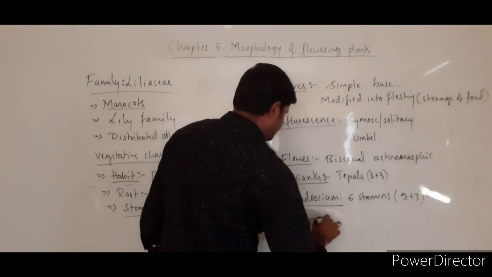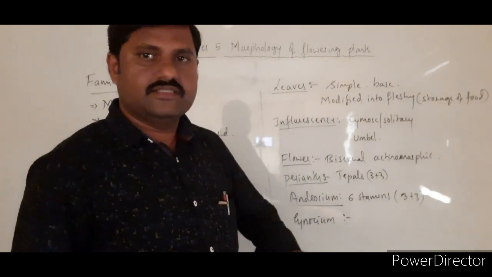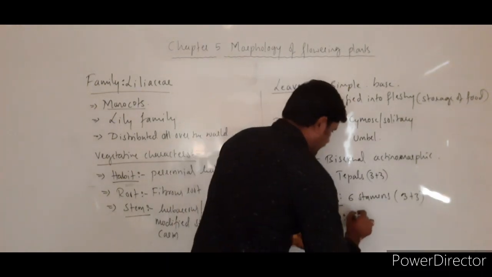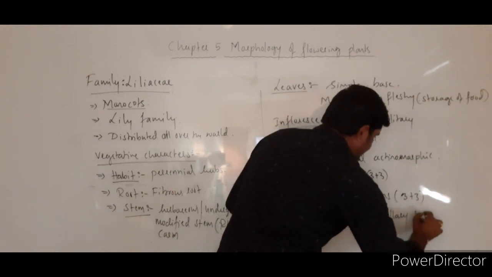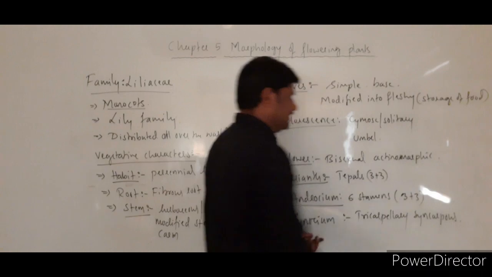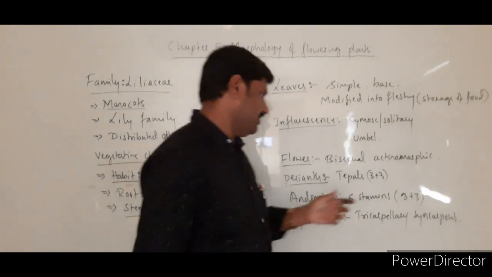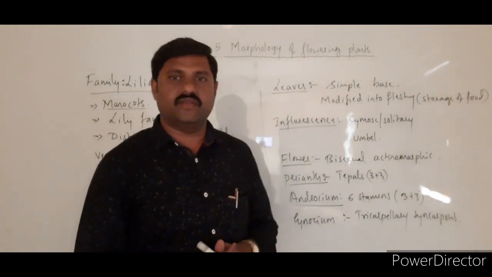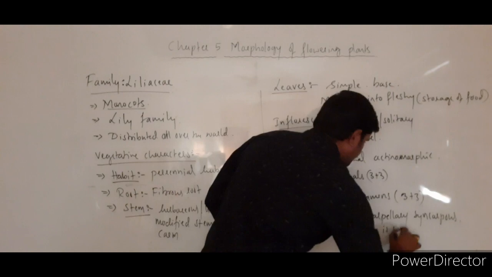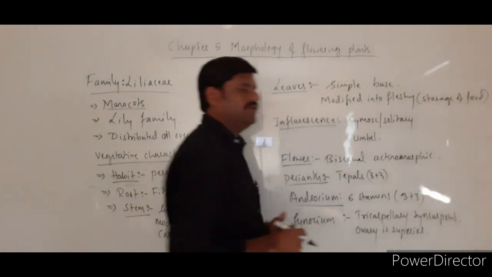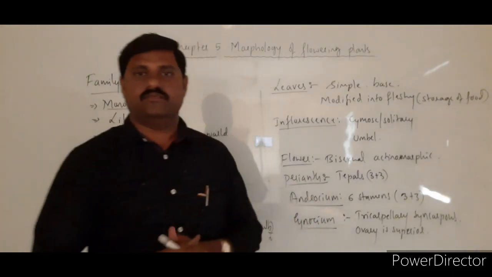And gynoecium. In gynoecium, usually the carpels are tricarpellary, syncarpous. Tricarpellary, syncarpous. So there are 3 carpels that we come across. All are fused. So tricarpellary, syncarpous condition. Ovary is superior. Ovary is superior. This is the gynoecium, how it is in these plants.